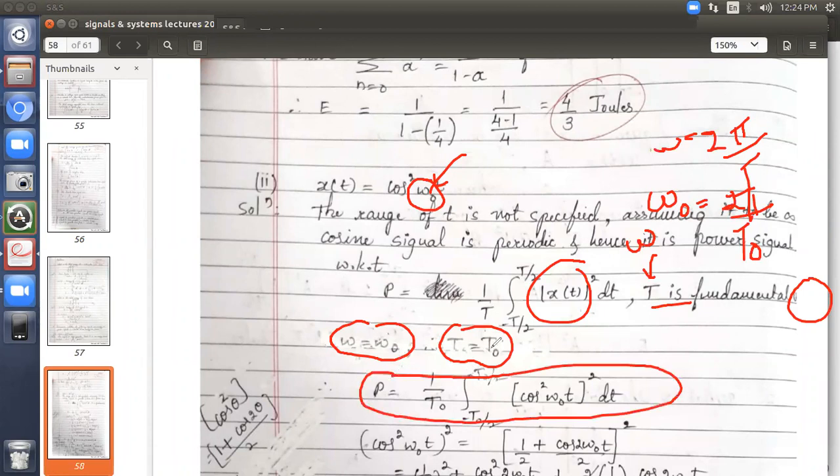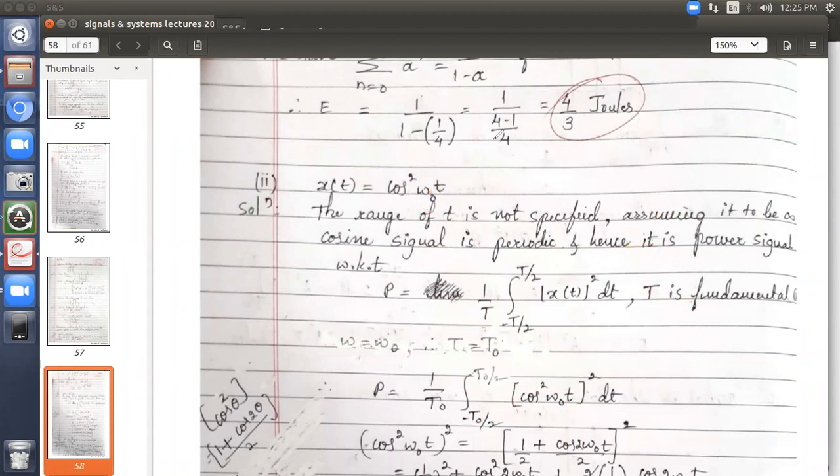Take the formula. In the formula, let us substitute the signal x of t. What is x of t? It is cos square of omega naught t. So take that, cos square of omega naught t, whole square. Okay, it is not simply only cos. The given signal is squared, and its square we need to take. So the power will be 2 and 2.